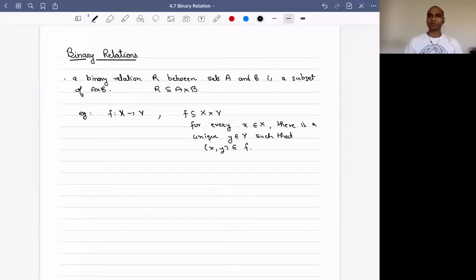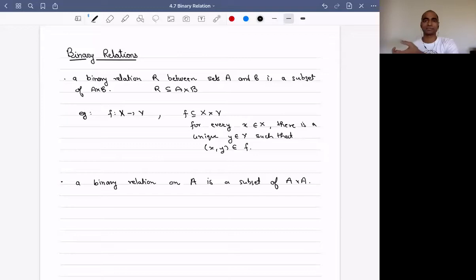Having said that, we don't really study binary relations that much between arbitrary sets. Instead, we'll focus on this special case. A binary relation on a set, a single set A is just a subset of A cross A. So here, both the sets are the same. And again, let's say R is a subset of A cross A.